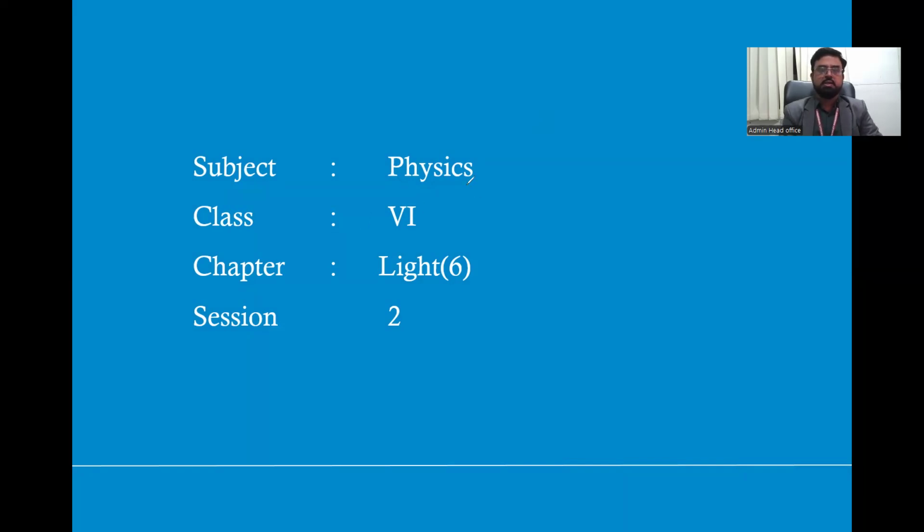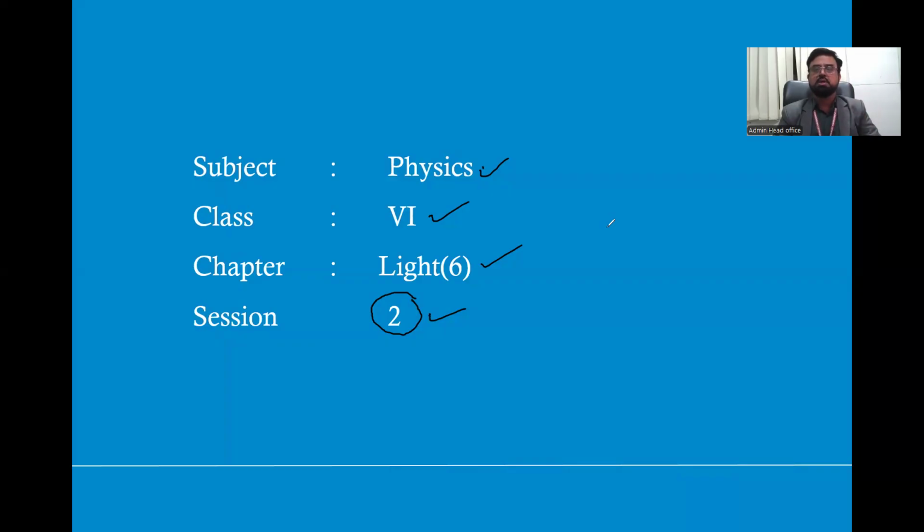As you can see on the screen, and you are well aware, my subject is physics. We are in class 6th, our ongoing chapter, chapter number 6, Light. Today we are entering session number 2. Yesterday we started this chapter and discussed the importance of light and some important terminology related to light. We'll continue where we left off in the last class.